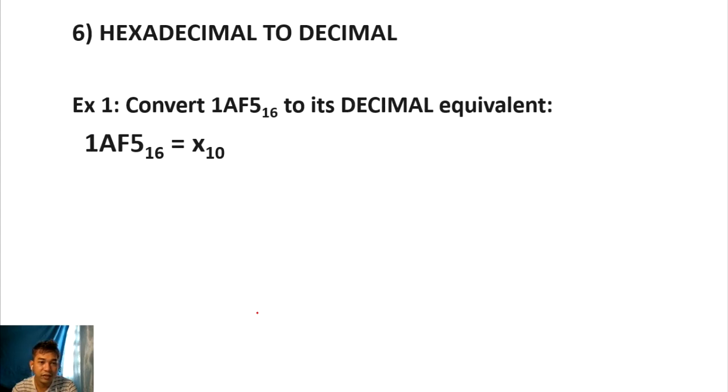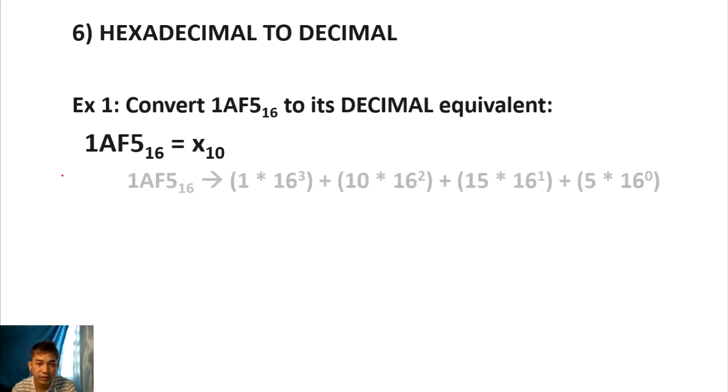Okay, next conversion is from hexadecimal to decimal. So in this example, we have to convert 1AF5 base 16 to its decimal equivalent. So same process pa din. Okay, but by this time, we'll be using the base 16. So before that, itong 5 is position 0, F is position 1, A is 2, tapos ang 1 is 3.